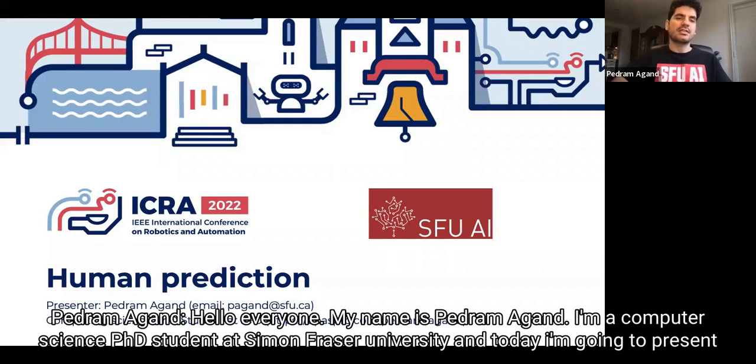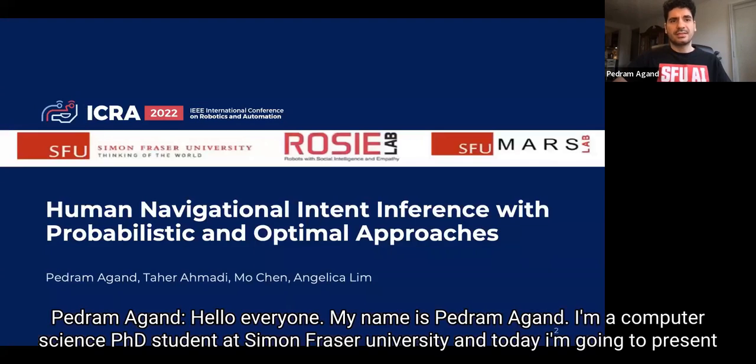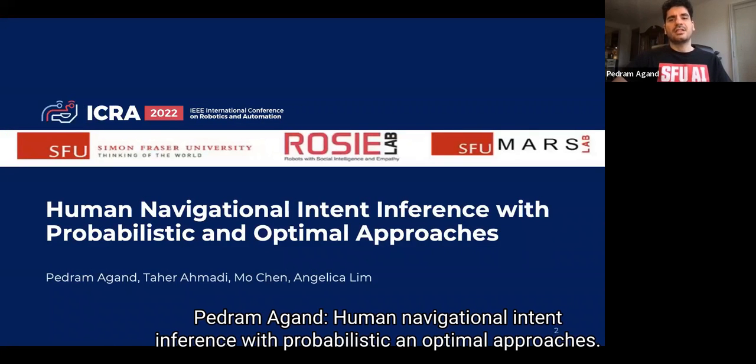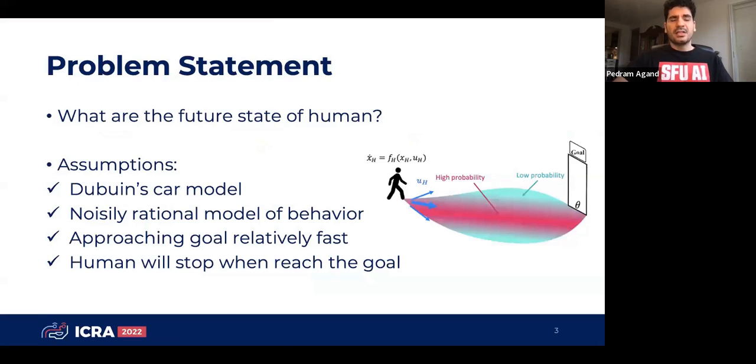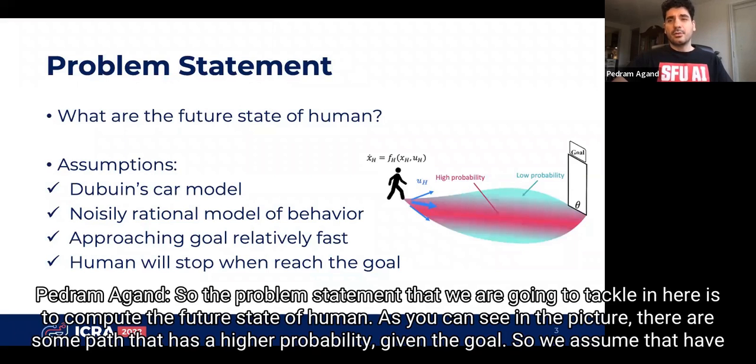I'm a computer science PhD student at Simon Fraser University, and today I'm going to present human navigational intent inference with probabilistic and optimal approaches. The problem statement that we are going to tackle here is to compute the future state of a human. As you can see in the picture, there are some paths that have a higher probability given the goal.